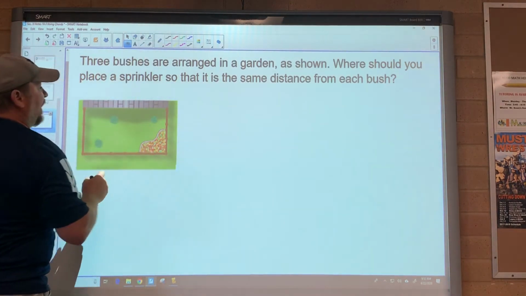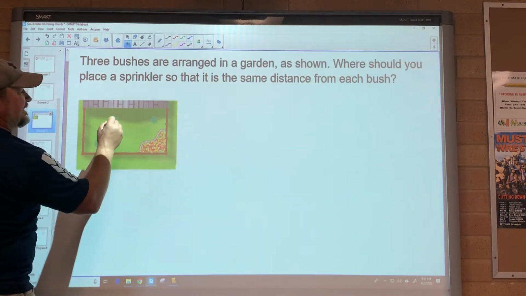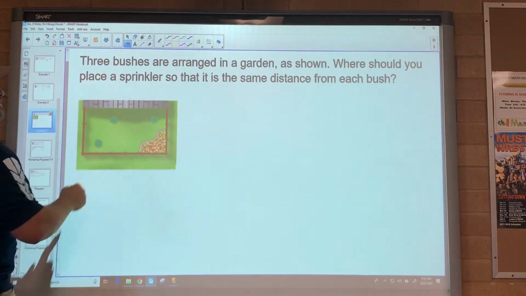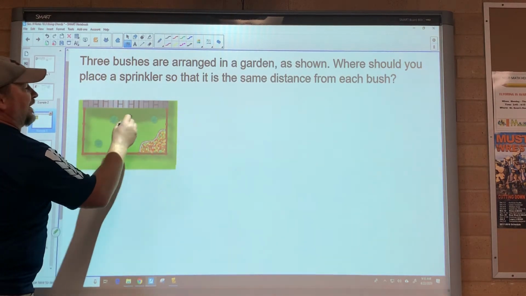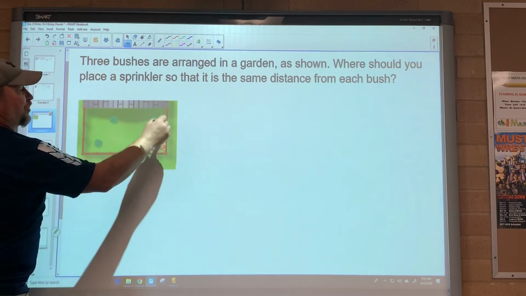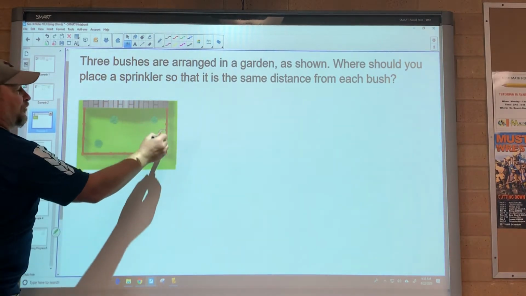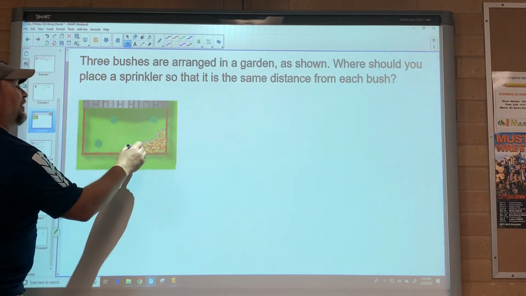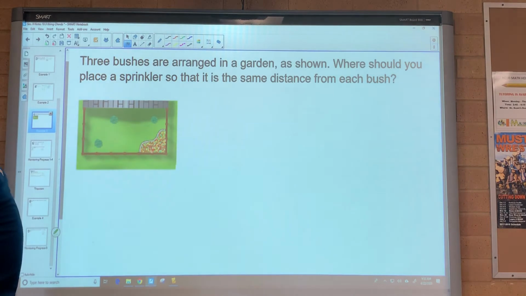Okay, to do this between the bushes, we want to be able to find the point that's exactly the same distance around these bushes. Well, if you'll remember, that would be the same thing as being able to find the center of a circle that would hit all three bushes. We need a circle that would hit all three bushes, so we need a center that has a radius of exactly that same distance. Well, the only way to do that is to find two perpendicular lines.